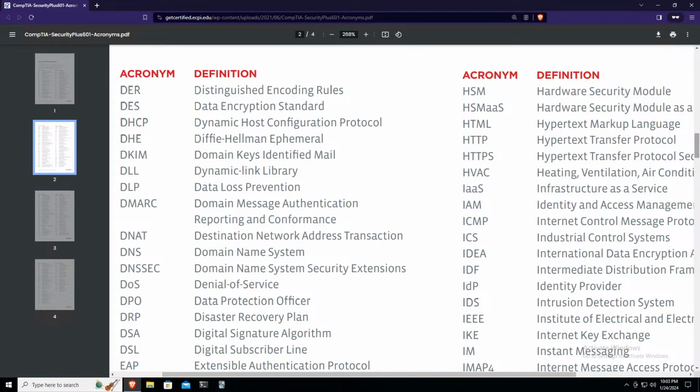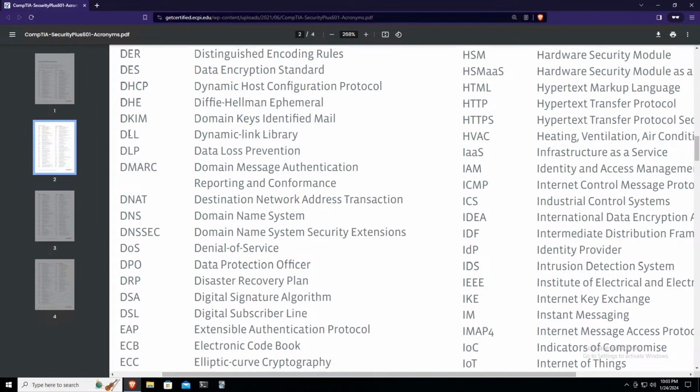DKIM, domain keys identified mail. I have seen this term before, this acronym, but I don't have a great example for this one. Let's keep moving on.